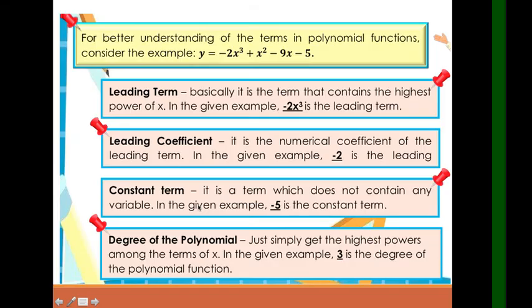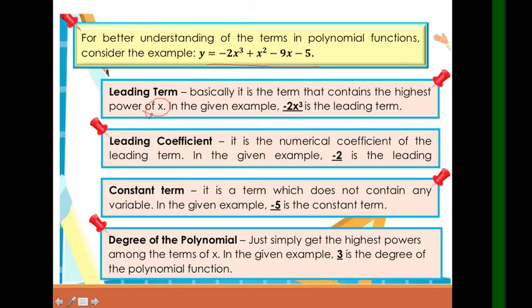For better understanding of the terms in polynomial functions, consider the example y equals negative 2x cubed plus x squared minus 9x minus 5. I repeat, polynomial function can be f of x or y. So, the leading term in this example is basically the term that contains the highest power of x or the highest degree. I repeat, the highest degree.